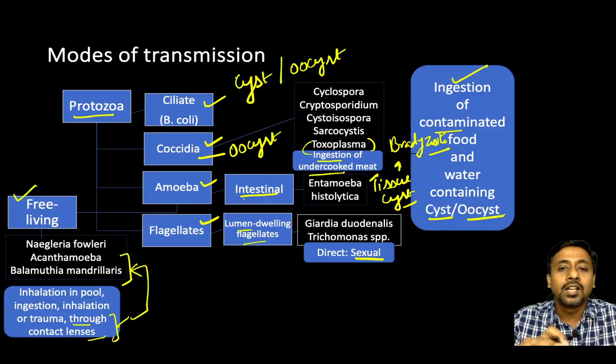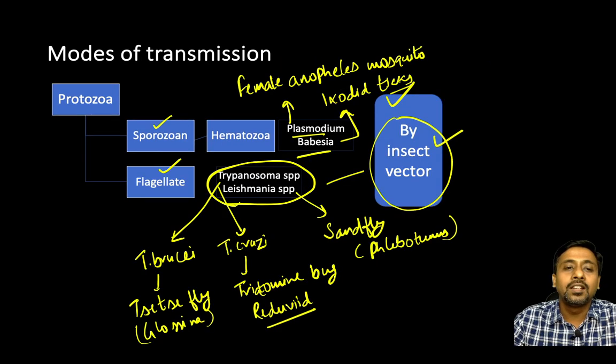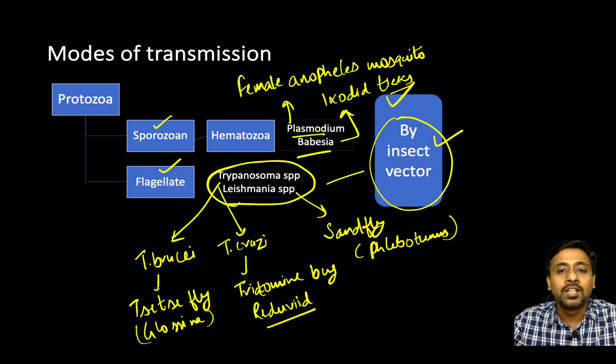And exceptions are there. First, Trichomonas, which is transmitted sexually. Toxoplasma can also be transmitted, apart from contaminated food and water, by ingestion of undercooked meat containing tissue cysts, and free living amoebas are transmitted through inhalation, ingestion, trauma, or through contact lenses. And through insect vector, Plasmodium is transmitted via female Anopheles, Babesia via Ixodid ticks, Trypanosoma brucei through tsetse fly, that is Glossina, Trypanosoma cruzi through triatomine bug, that is reduviid bug, and Leishmania through sandfly, that is Phlebotomus.